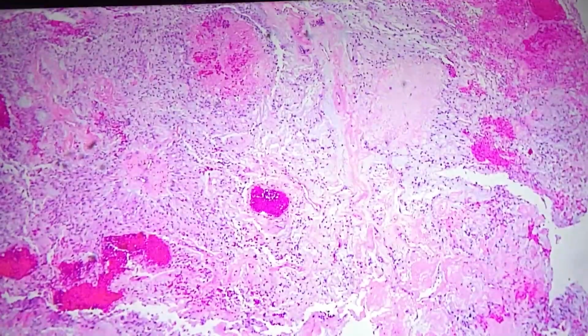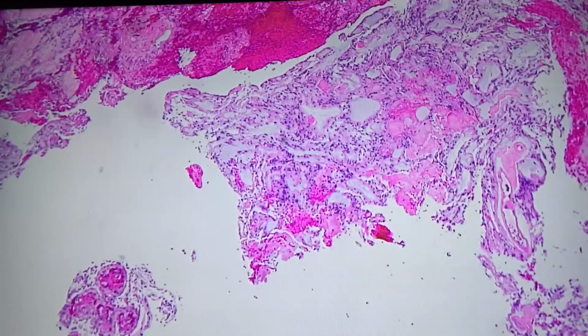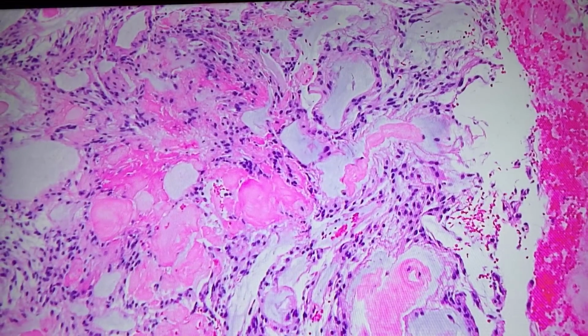So, glial or not glial? Glial. Low grade or high grade? Low grade. What are these funny looking blue areas? Myxoid. It has sort of a pattern to it. Myxopapillary. Yeah, very good.